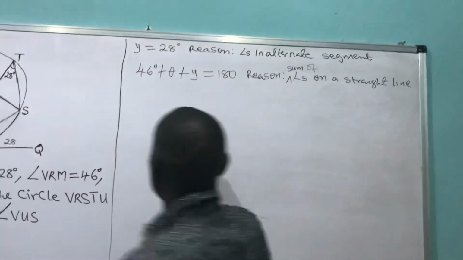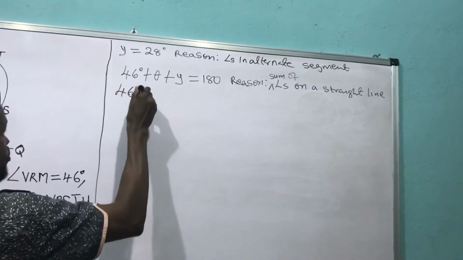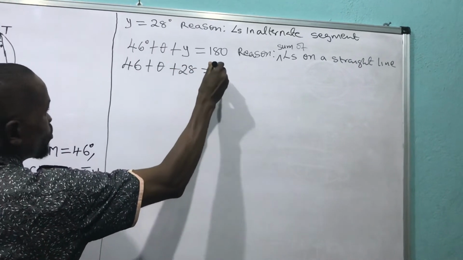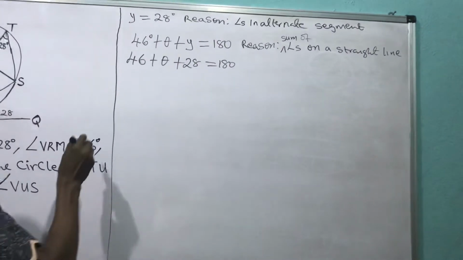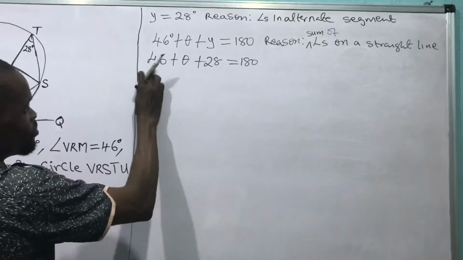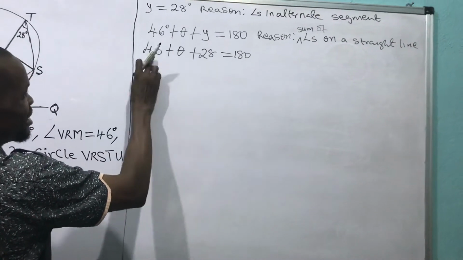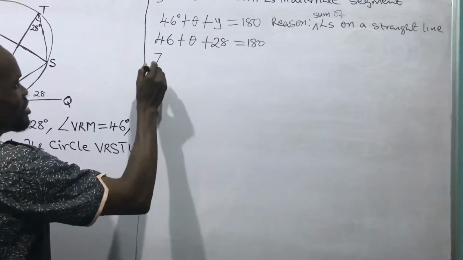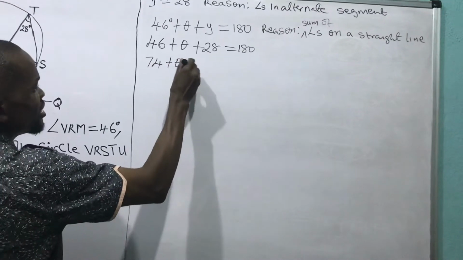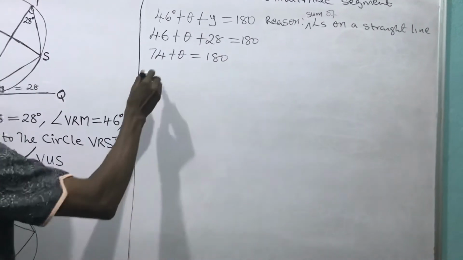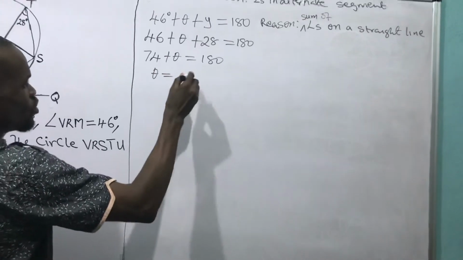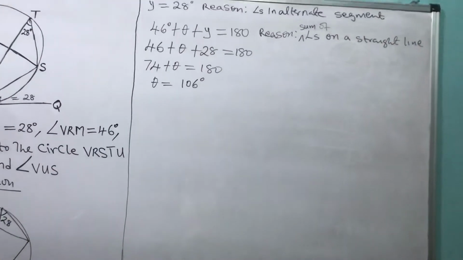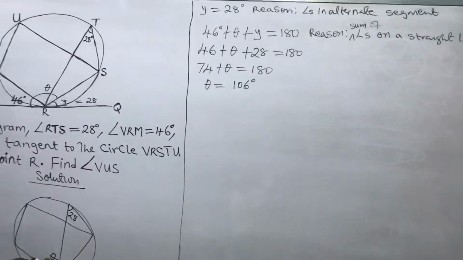Then I can now say that 46 plus theta plus 28, which is y, is equal to 180. This plus this will give me 74. That means 74 plus theta is equal to 180. Therefore, theta is equal to 106 degrees. That's how I've gotten my theta over here.